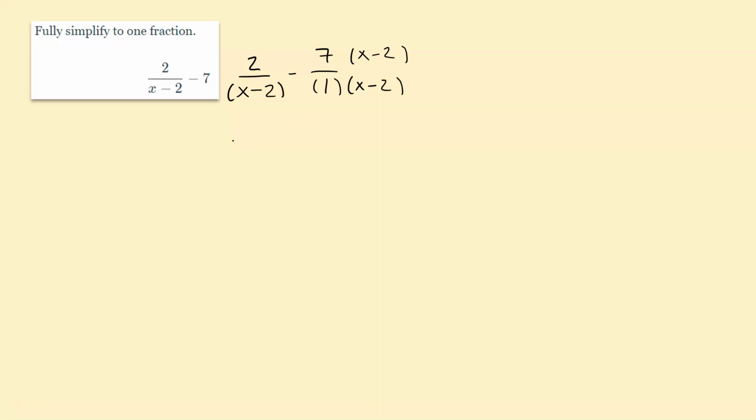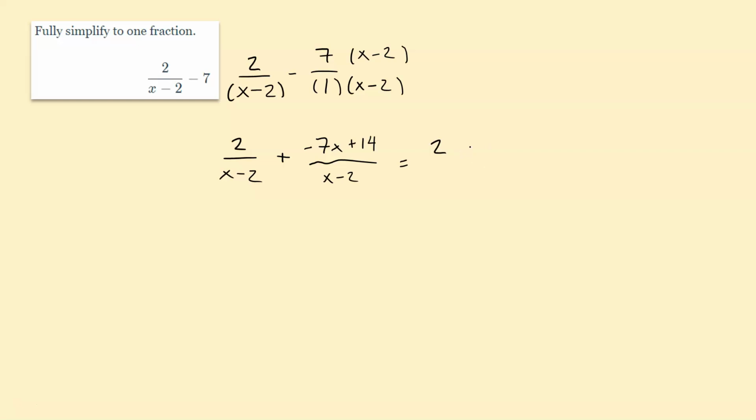So you go ahead and do that. 2 over x minus 2, and then minus this numerator, 7 times x minus 2, becomes 7x minus 14. And then the denominator, 1 times x minus 2 is just x minus 2 again. And then the other thing you want to do is you want to make sure you distribute this negative. Now, you could have distributed it when you multiplied the 7 and actually just multiplied by a negative 7. I didn't do that, so I need to make sure that I do that now. So plus negative 7x plus 14.